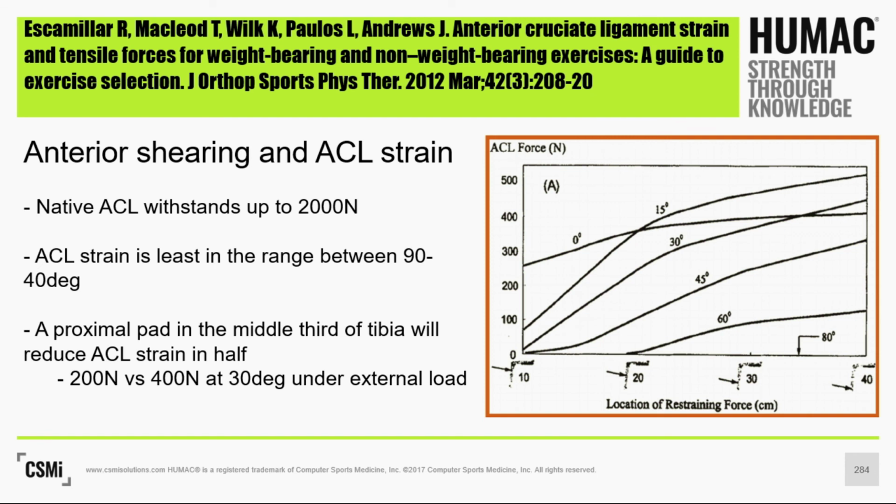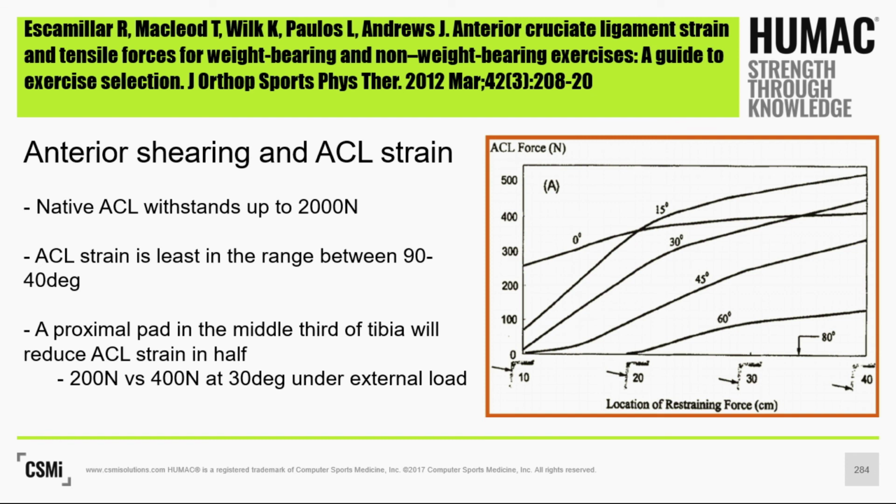Each line on the graph shows you the amount of load on the ACL when the knee extension is performed at different angles. So the top line on the y-axis is 0 degrees, then 15 degrees, then 30 degrees, 45, and 60 degrees. And you should notice that the more extended the knee is, the more torque the ACL gets. And you should also see that as the lines travel across to the right of the graph, they get higher and higher. And that tells us that the more distally placed the pad is on the tibia, the more stress that's on the ACL because of the anterior shearing that occurs.